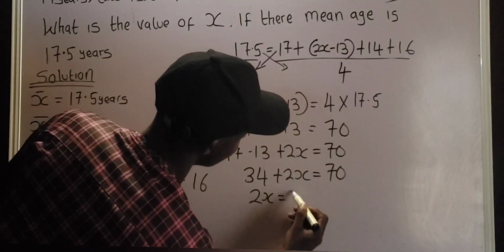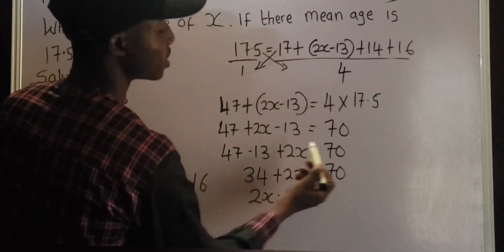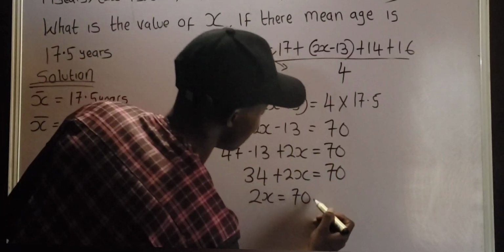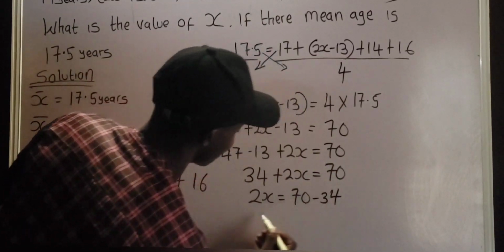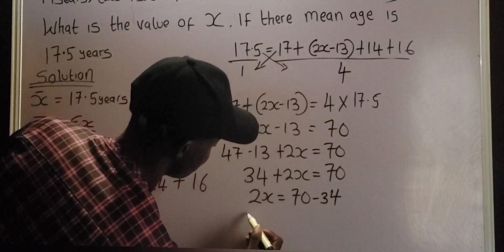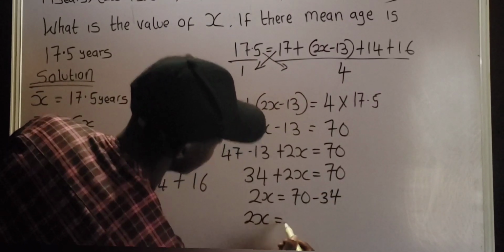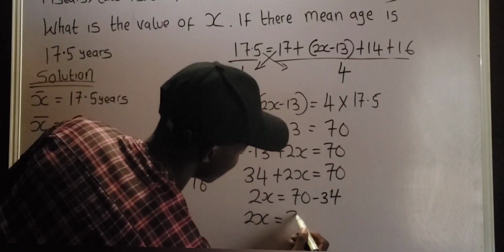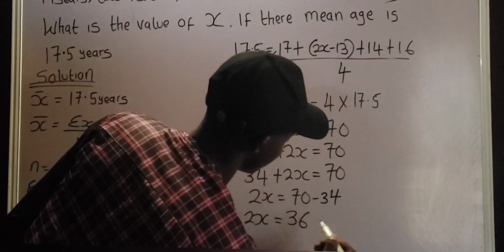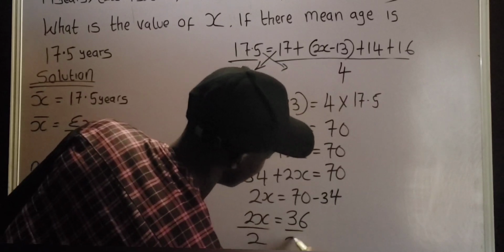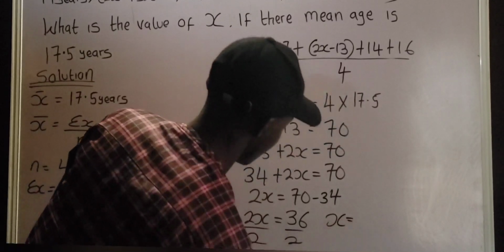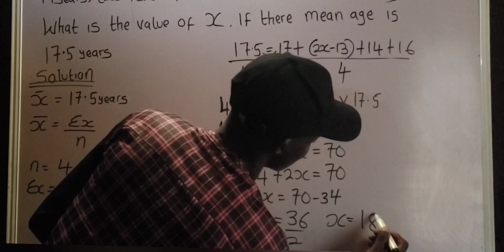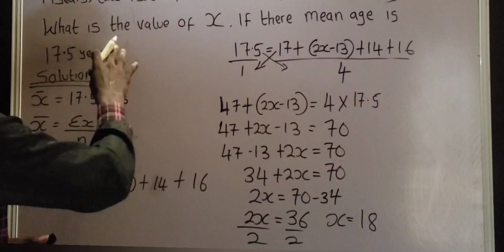2x is equal to 70. If this 34 is crossing the equals to sign, that will be negative 34. So 2x is equal to 70 minus 34. That is 36. So x, divide both sides by 2. x is 18. So the value of x is 18.